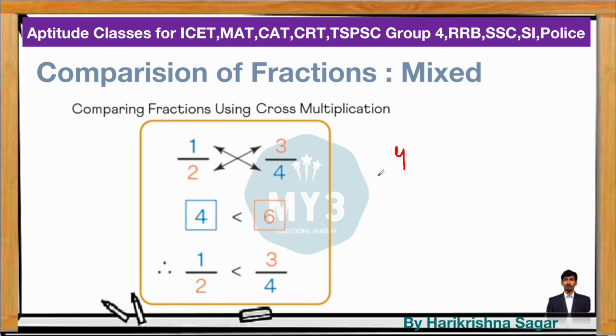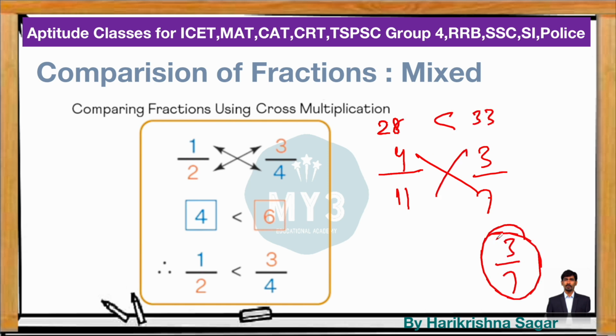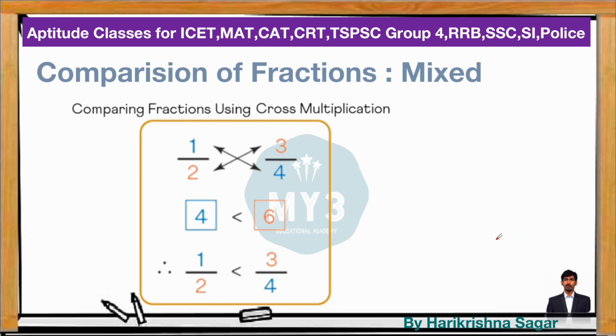For example, we have fractions like 4 by 11 and 3 by 7. Which is the greater fraction is the question. So 7 into 4 is 28, 11 into 3 is 33. Because 33 is greater, 3 by 7 is the greater fraction compared to 4 by 11. Like that, we can compare any fractions, whether they are mixed, or have the same denominator or same numerator.